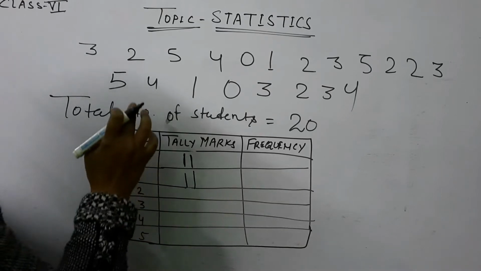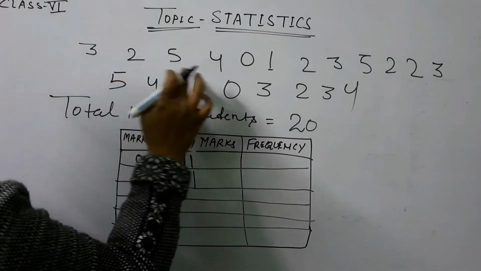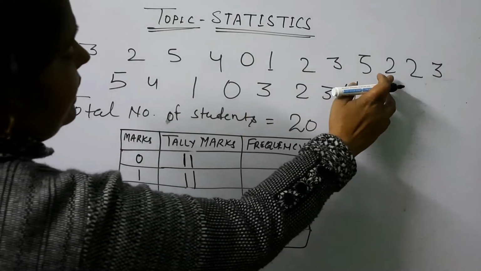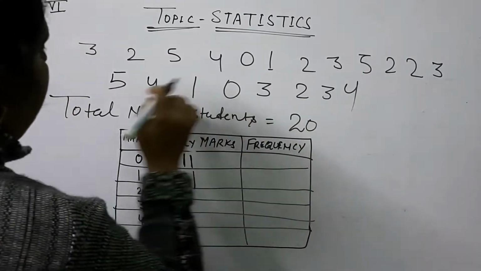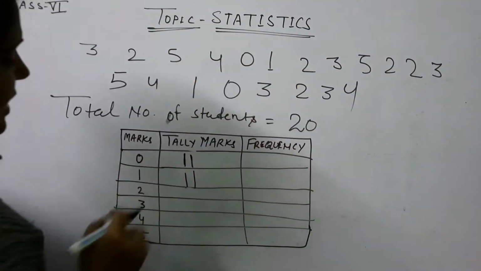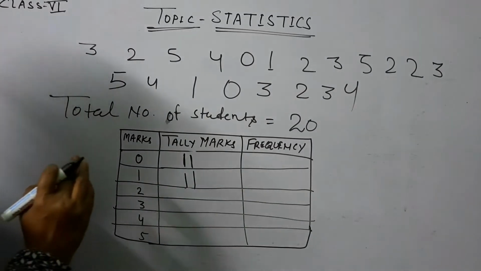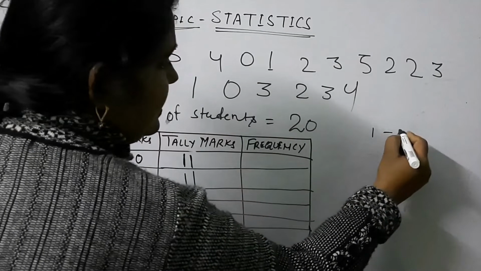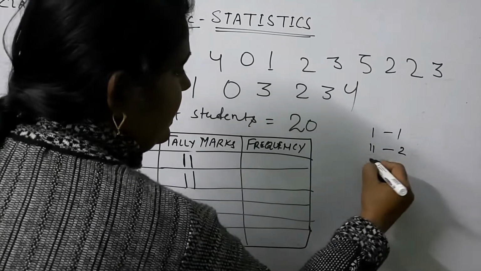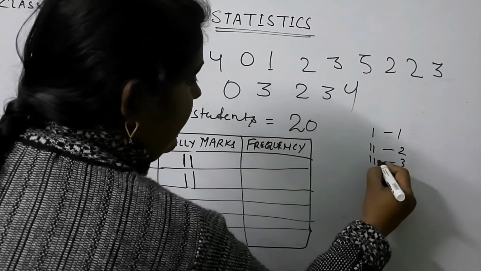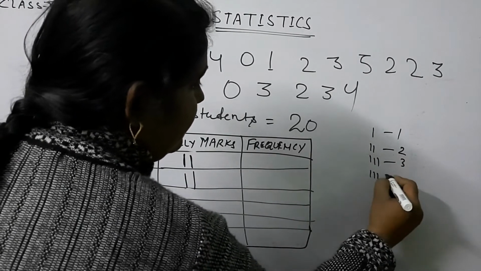Next is 2. How many 2's are here? 1, 2, 3, 4 and 5. Students, till 4 we will write 1 each. This one is the 1. This one is the 2. This one is the 3. And this one is the 4.